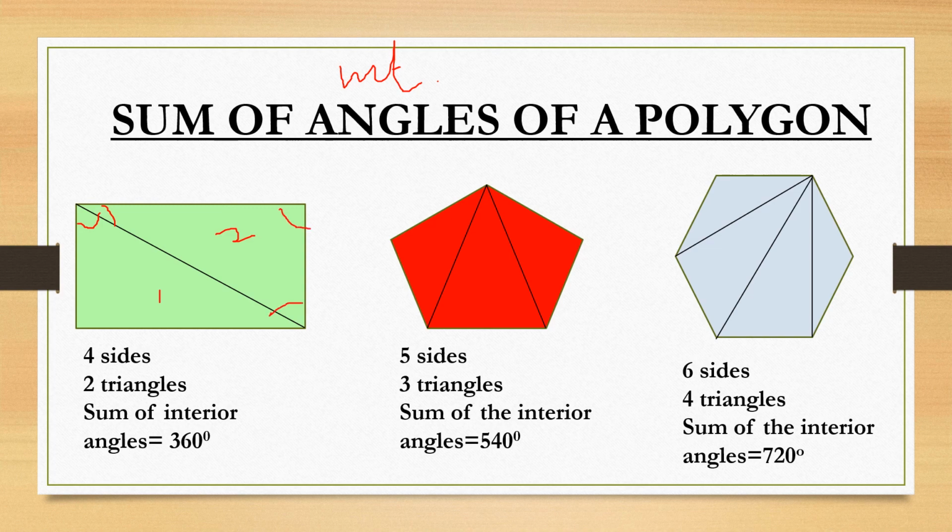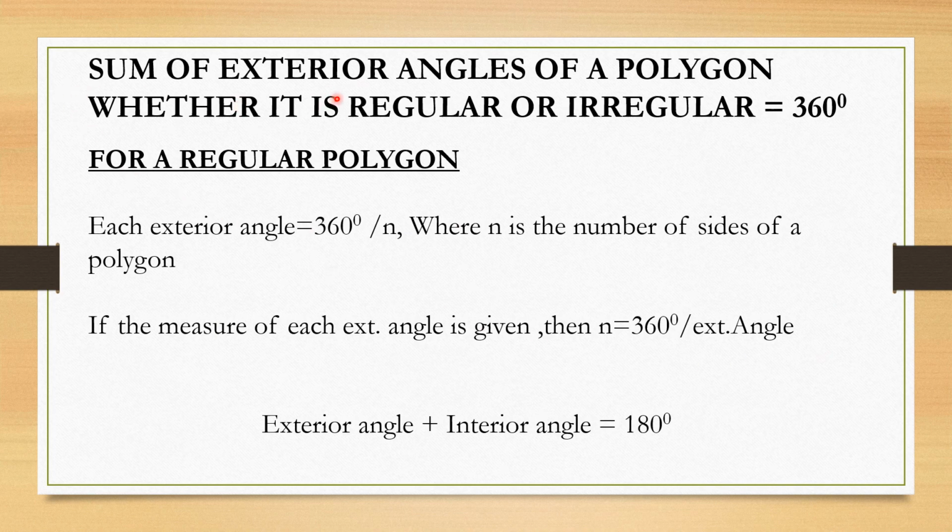Likewise, in second case, you get the sum of interior angles equal to 540 degree. In third polygon, which is a hexagon, you can find the sum of interior angles as 720 degree. Children, I have not said anywhere whether they are regular or irregular. I am talking in general about polygon. Now, sum of exterior angles of a polygon, whether it is regular or irregular, is equal to 360 degree.